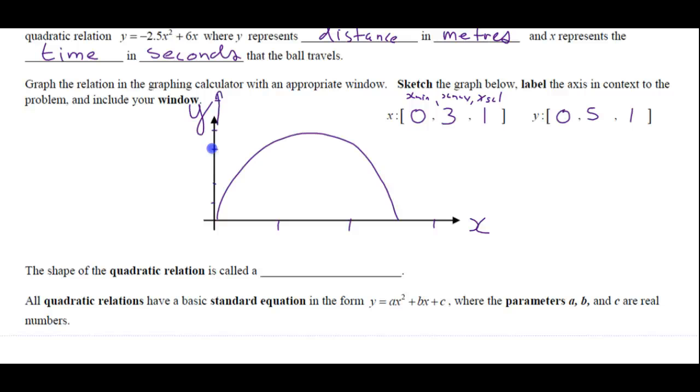Turn that up a bit. Okay. And if we want, it's 1, 2, 3, 1, 2, 3, 4, 5.